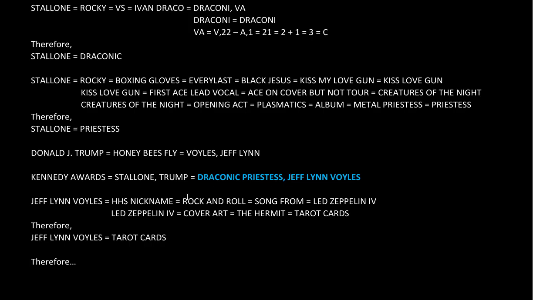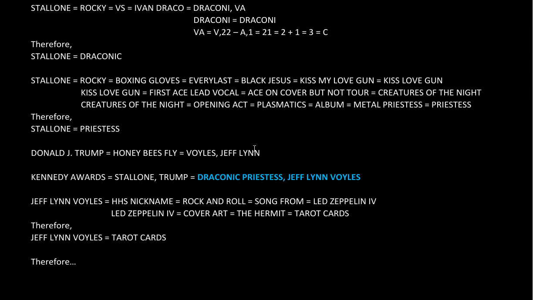Jeff Lynne Voiles' high school nickname, Rock and Roll, is a song from Led Zeppelin 4. Led Zeppelin 4 cover art features an image of the Hermit. The Hermit is an image from tarot cards. Therefore, Jeff Lynne Voiles equals tarot cards.